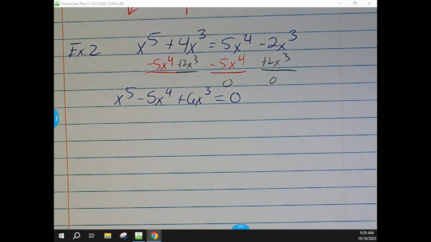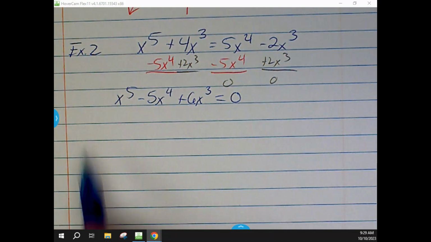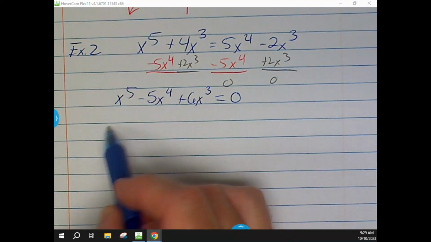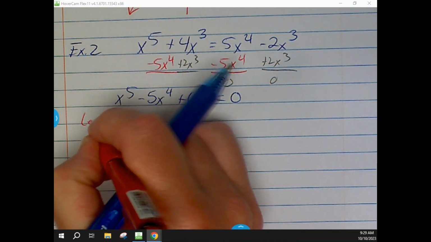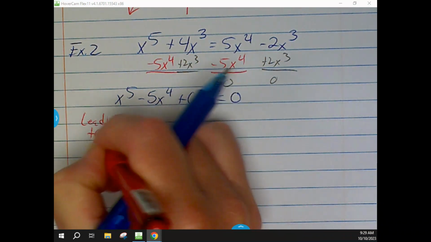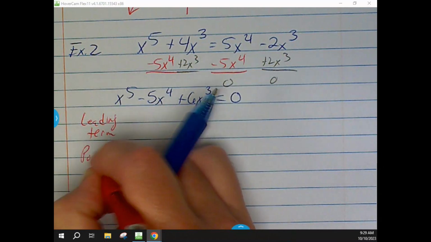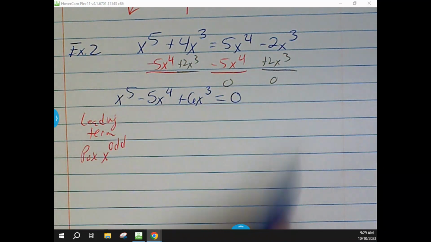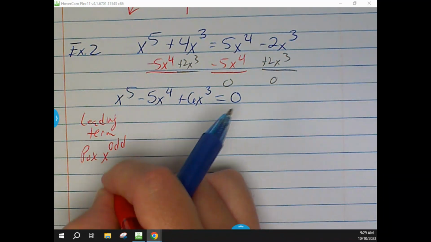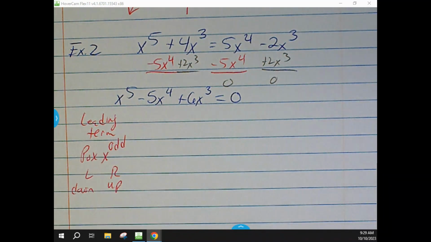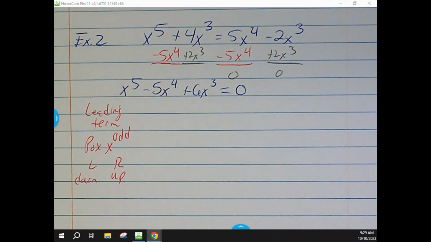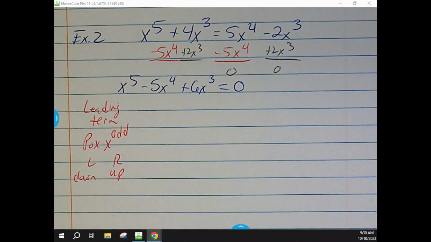All right, now here's where this one is a little bit easier than the last one, because the end behavior is really easy on this one. It's already written out in standard form. We've got x to the 5th, and based on that leading term, it's a positive, and it's x to an odd power. So that one's going to be just like the last one: your right side is going to be up and your left side is going to be down. Okay, so we've got our leading term.